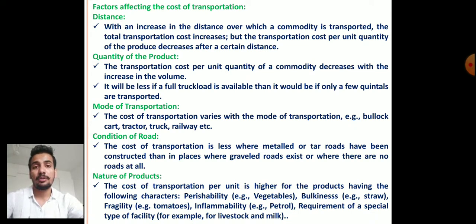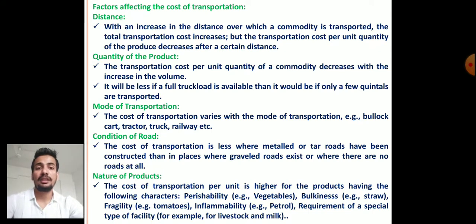Then for land ways, condition of road is most important. The cost of transportation is less where well-constructed or good roads exist than in places where bad roads or gravel roads exist, or where there are no roads at all. So road condition also affects the transportation cost.